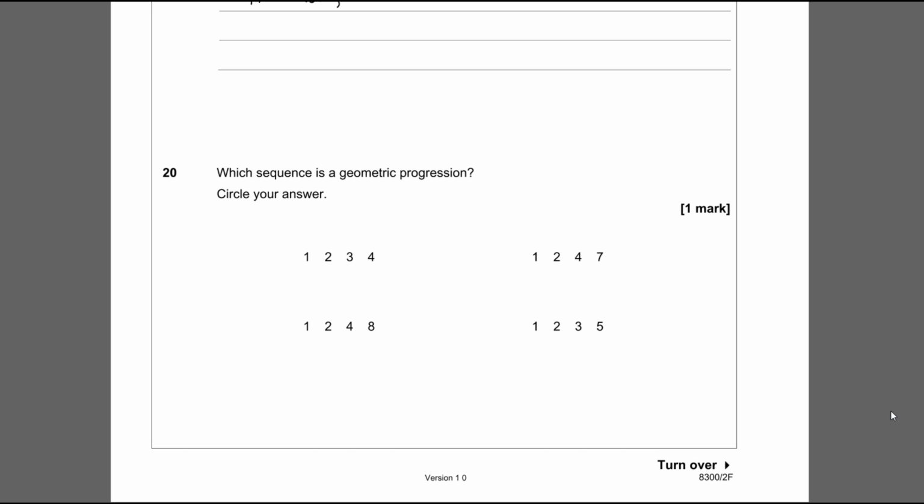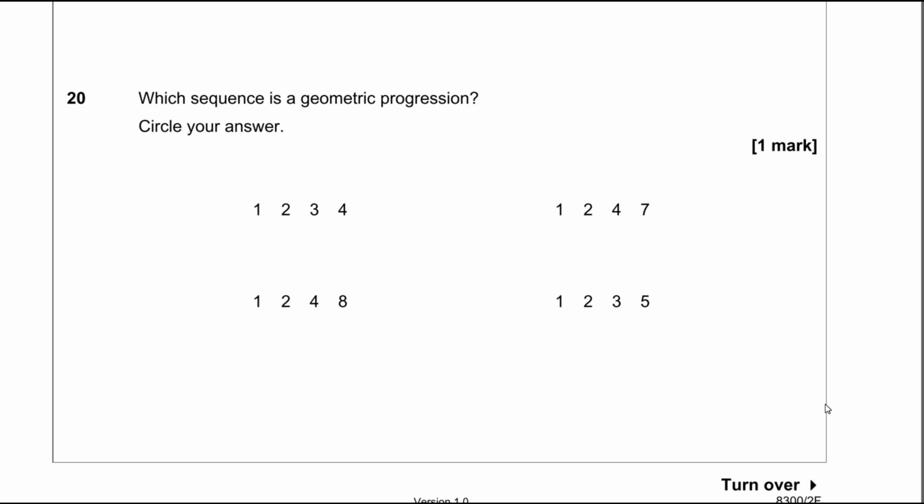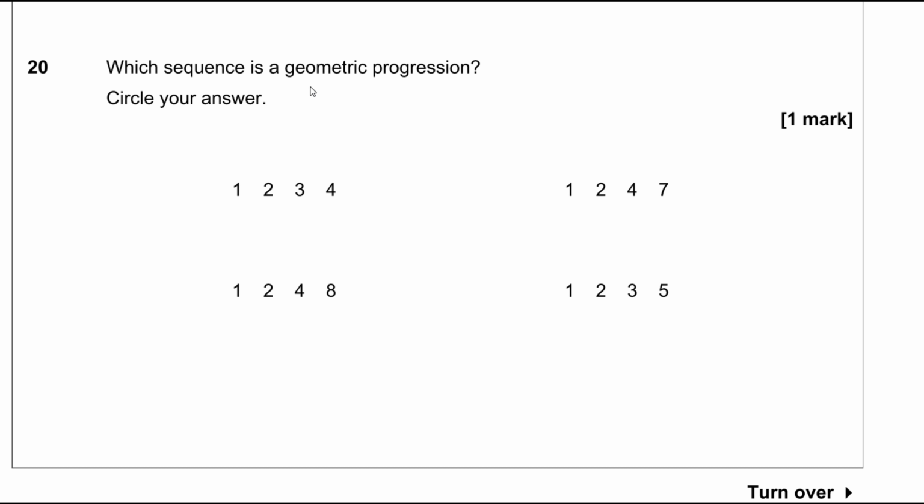Which sequence is a geometric progression? Do you know the geometric progression? From one term to the next term, you need to multiply with a certain number, and then for the next term, you need to multiply again with the same number, exactly the same number. Let's see one by one.